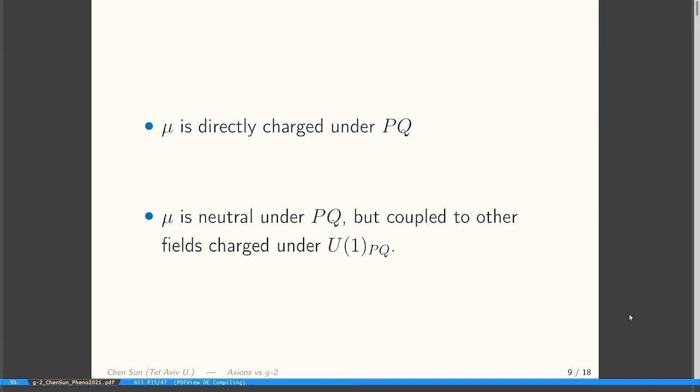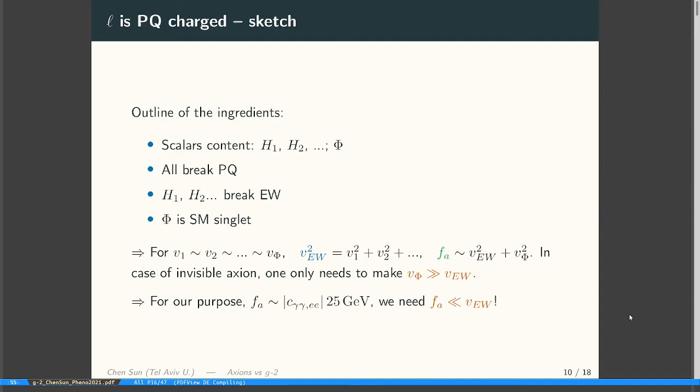And we have now two choices. We are faced with either allowing the muon to be charged under the PQ symmetry, or the muon being neutral, but it couples to some other fields that are charged under U(1) PQ. So let's first look at choice 1. In this case, we can have a few different complex scalars, and all of them break PQ. A subset of the scalars break the electroweak symmetry, and phi in our notation is the PQ scalar that spontaneously only breaks PQ.